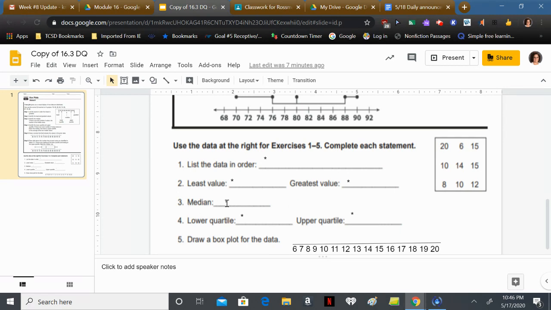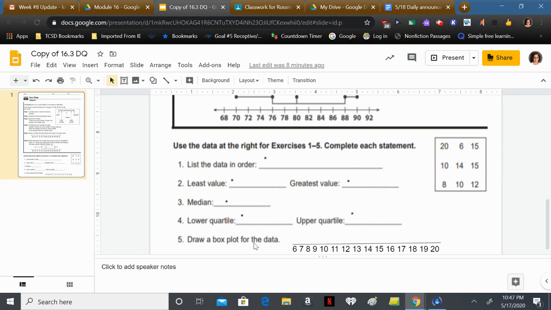Number 3, you're going to find the median or the middle value. You're going to list your numbers in order from smallest to biggest. You're going to cross off numbers on each end, and whatever number is left in the middle, that is your median. Then you're going to identify the lower quartile, and you're going to identify the upper quartile. You're finding the median or the middle number of the values below the median, and the median or the middle value of the numbers above the median.